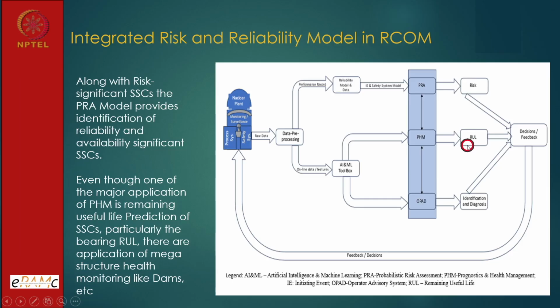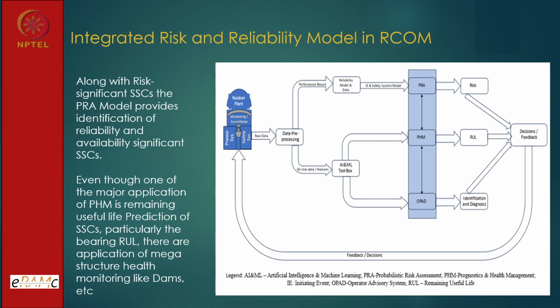And once you have PRA, you have a risk statement, you have an RUL statement, that means a statement of reliability as well as risk, because we have got this information from PRA, it is built from there, and then we have identification of diagnostics. So all the three together provide a decision matrix, and based on the decision matrix, the action is taken and the operation is performed in closed loop. Okay. So OPAD means operator advisory system.